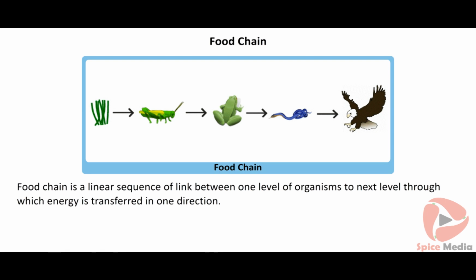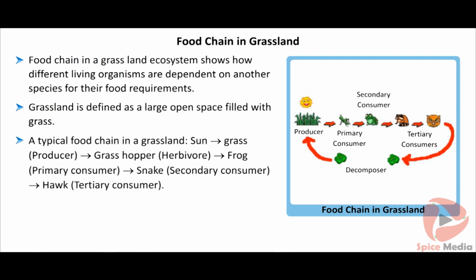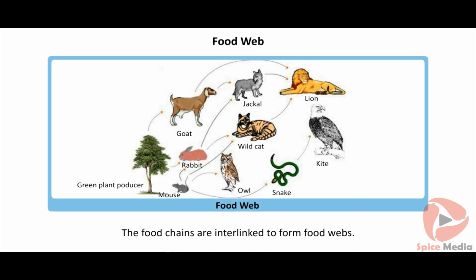Food chain is a linear sequence of links between one level of organisms to the next level through which energy is transferred in one direction. Food chain in a grassland ecosystem shows how different living organisms are dependent on another species for their food requirements. Grassland is defined as a large open space filled with grass. A typical food chain in a grassland shows that energy derived from the sun moves to grass in the name of photosynthesis, then to the grasshopper, then to the frog, which in turn is eaten up by snakes, and then eaten up by a hawk.